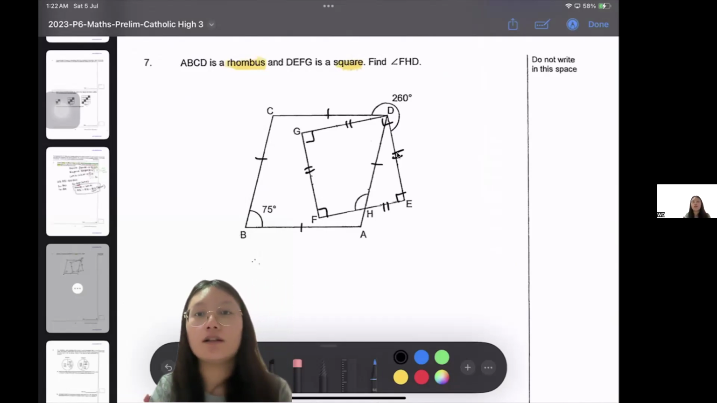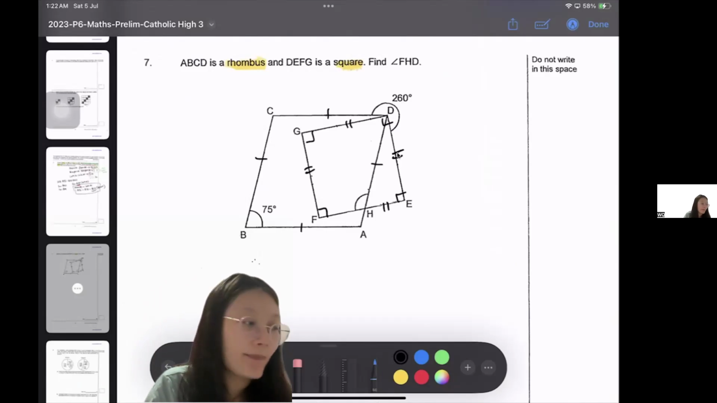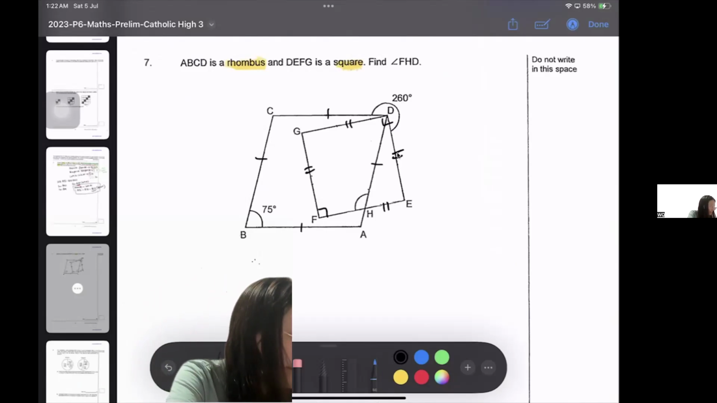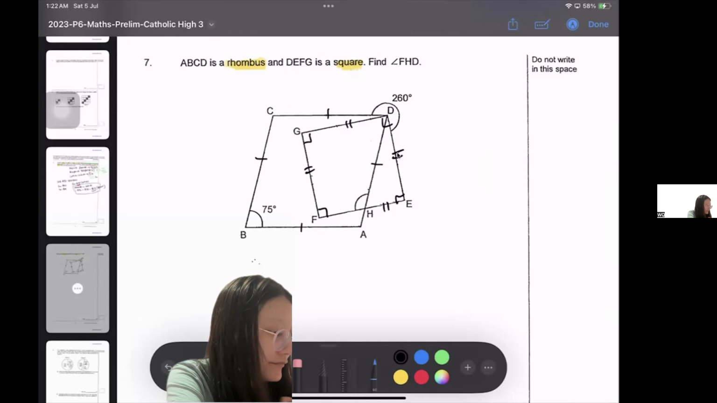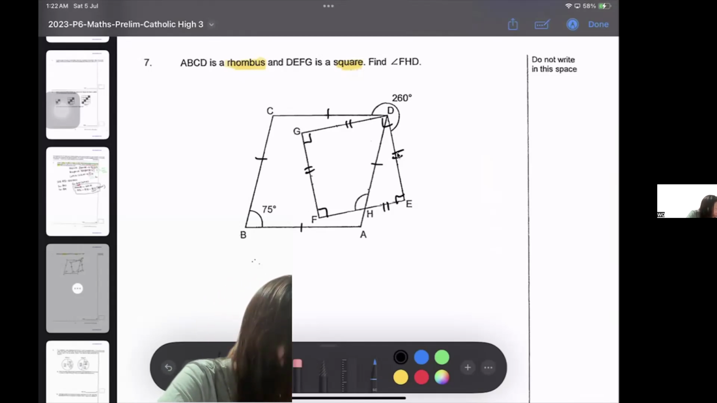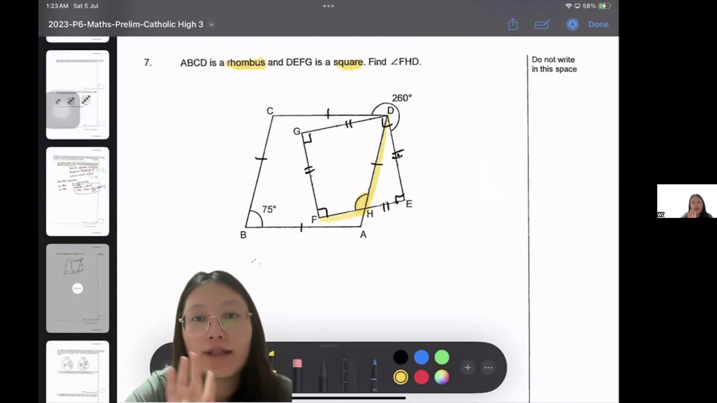Okay, so let's look at how we might be able to find angle FHD. Okay, where is angle FHD? FHD is over here. I'm going to highlight the angle, okay? FHD. This is the angle you're trying to find. Yeah, so let's take a look at how we might find it.